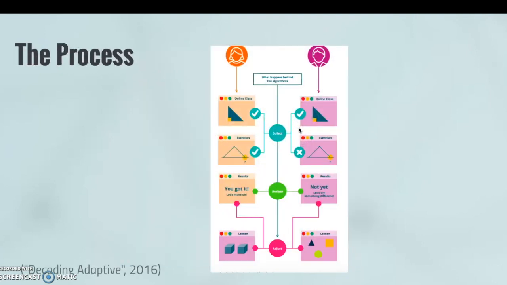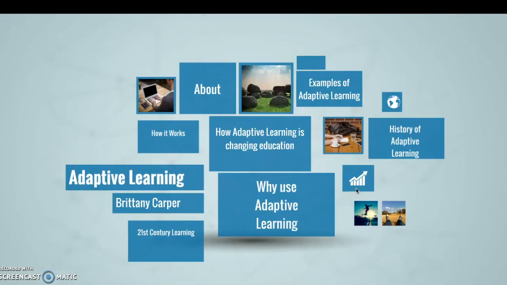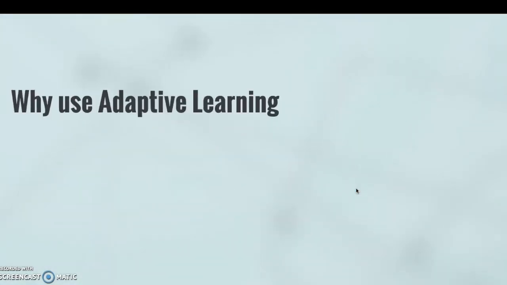Take, for example, two students doing the exact same problem. Shown by the graph on the screen, each student will start the same problem, but the problem will continue to modify and give feedback based upon the student's performance. The entire program is based upon using student data to modify instruction. The reason this is so powerful is because the program can scaffold in real time to help best support the student. Next, we will look at why use adaptive learning.